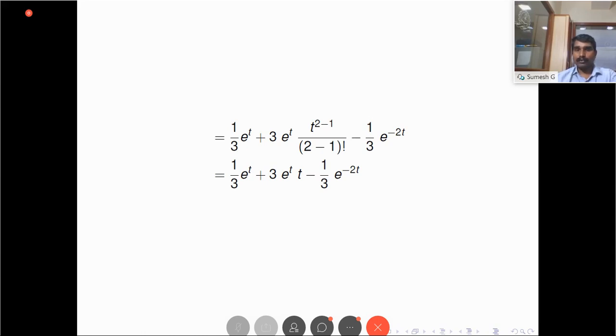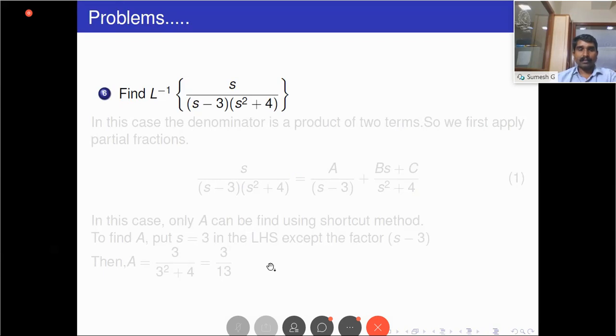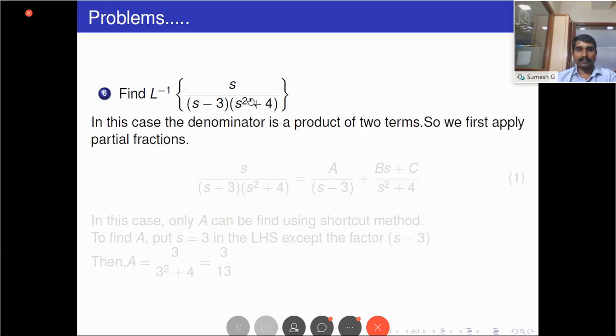We move on to another question. Find inverse Laplace transform of s divided by (s minus 3) into (s square plus 4). In this case also, denominator is a product of two terms, in which one term is first degree, the second expression is of second degree, which is not factorizable. So first we apply partial fraction. This is the partial fraction form: A by (s minus 3) plus (bs plus c) divided by (s square plus 4).